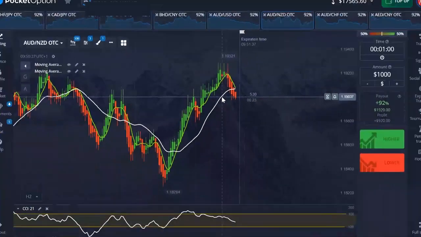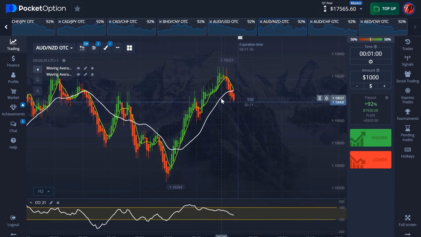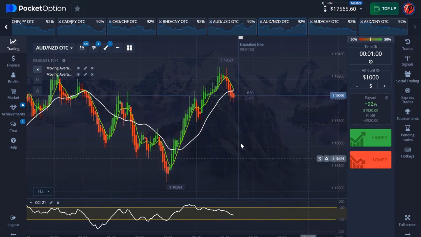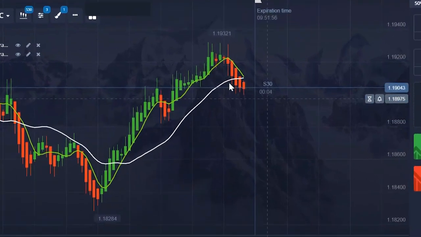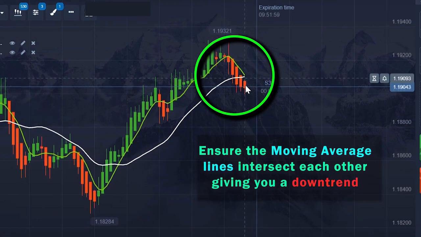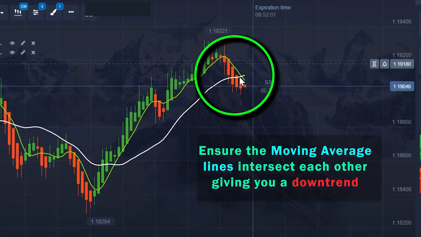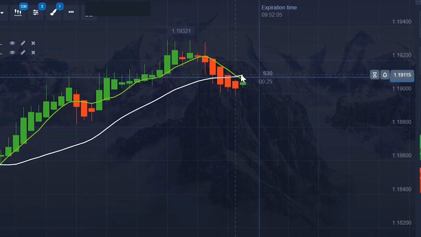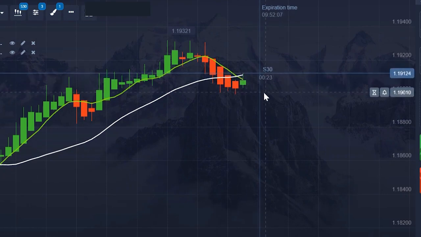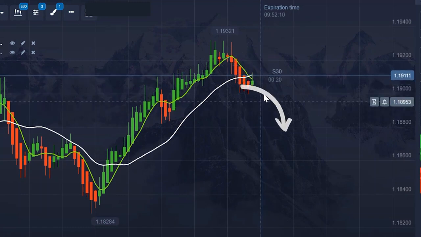Okay, guys, over here, I'm checking this out. Before I enter the trade, how the strategy works is very simple. For you to enter this down trade, the first thing is for you to have an intersection of both moving averages. Make sure that both moving averages intersect, just like what happened just now. You see that the green and the white actually intersect. But not only that, make sure that the intersection actually gives you a downtrend confirmation.